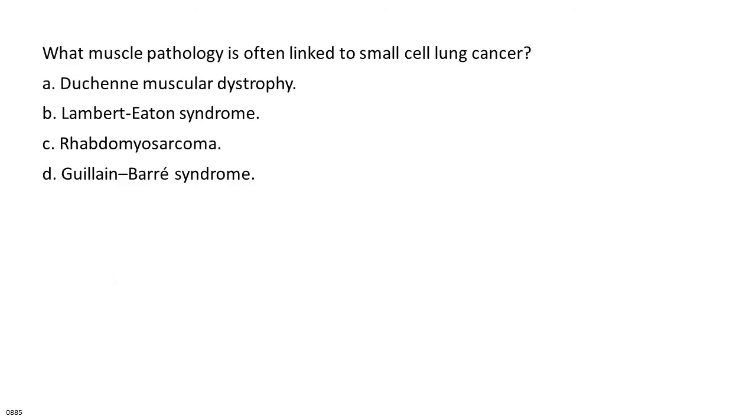What muscle pathology is often linked to small cell lung cancer? A. Duchenne muscular dystrophy. B. Lambert-Eaton syndrome. C. Rhabdomyosarcoma. D. Guillain-Barré syndrome.